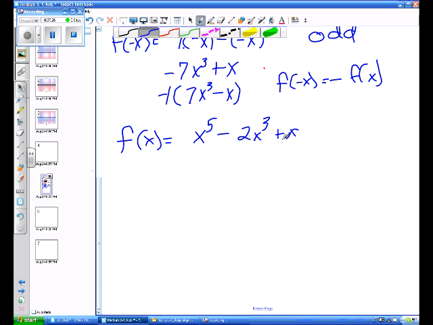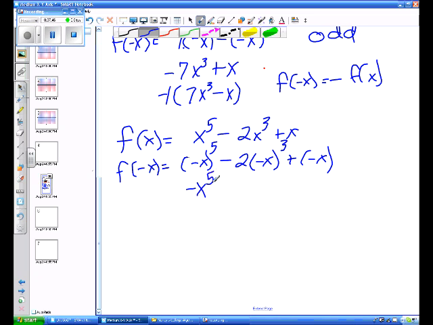plus x. Well, substituting in the opposite of x, we'll have the opposite of x to the 5th minus 2 times negative x cubed plus negative x. Well, if you raise a negative number to an odd power, you get a negative. So that's the opposite of x to the 5th. You raise a negative number to an odd power, you get a negative. So we're going to have negative x cubed times negative 2 would make that a positive 2x cubed, and then negative x.